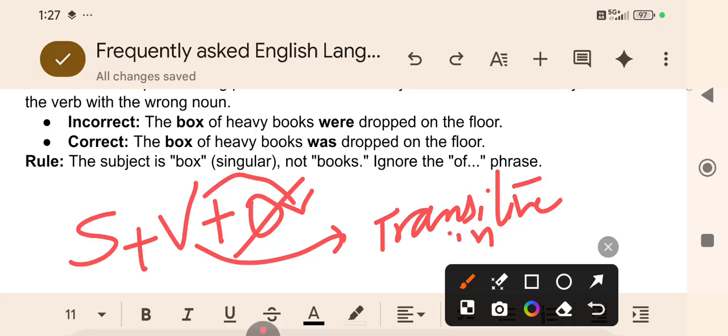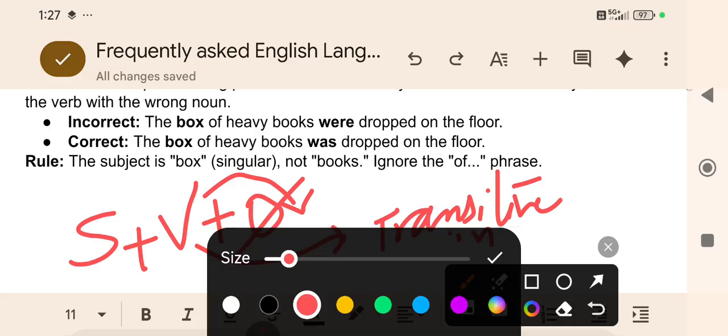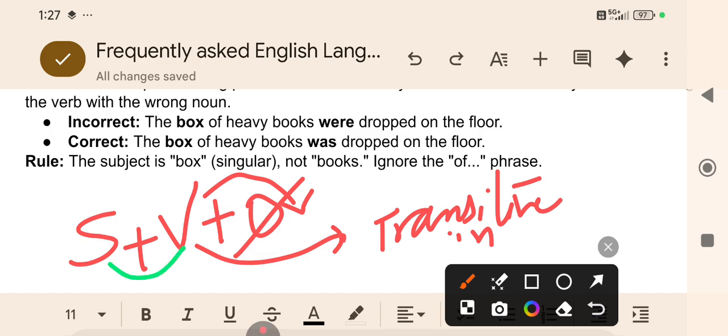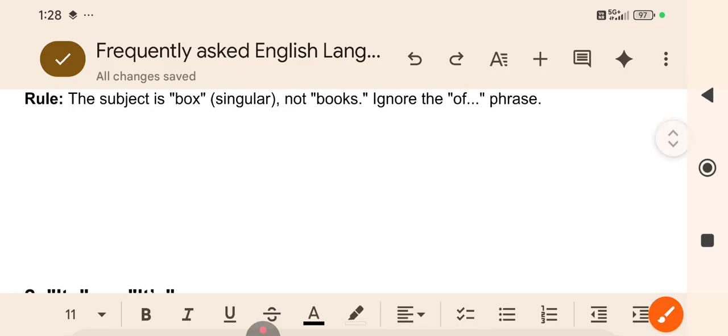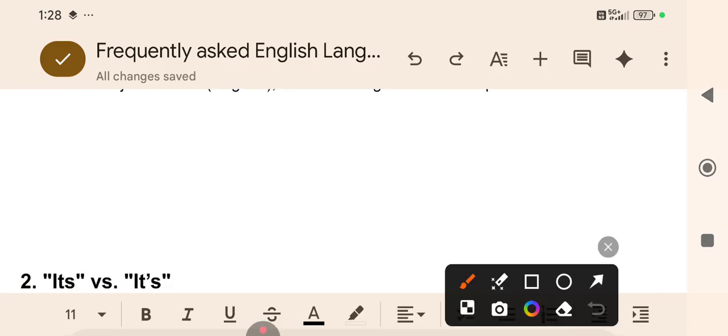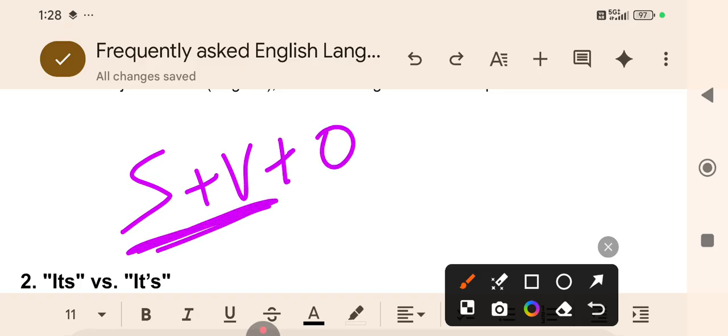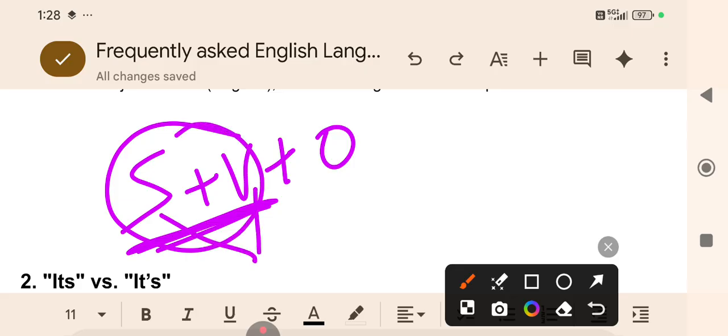So the question is that we have to agree subject and verb. If the subject is singular, then the verb must be singular. If the subject is plural, the verb must be plural. So here we are going to discuss the same. And the interesting fact is that this is the word order: subject, verb, and object. Here we are discussing subject and verb agreement.